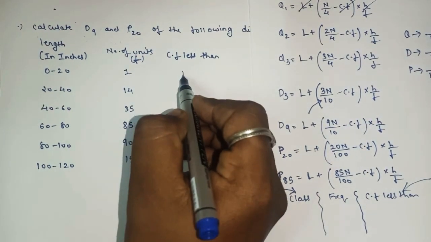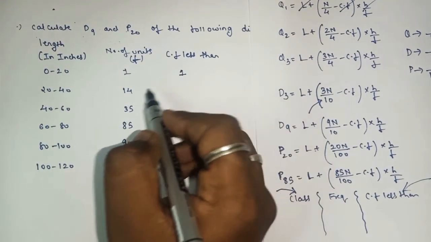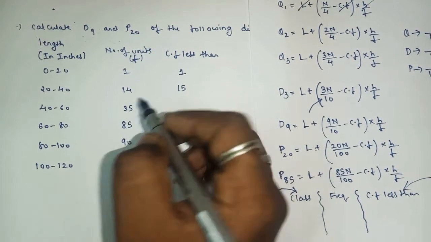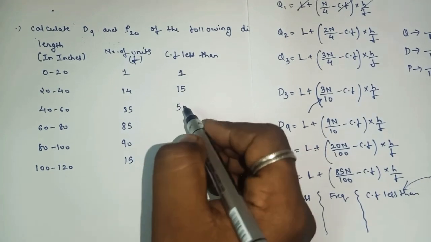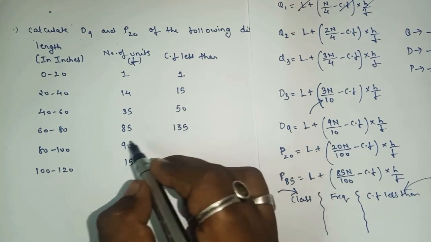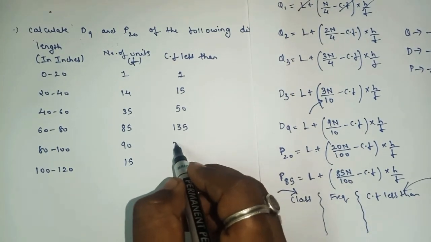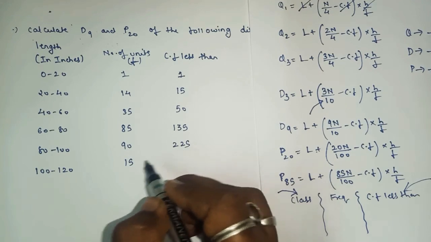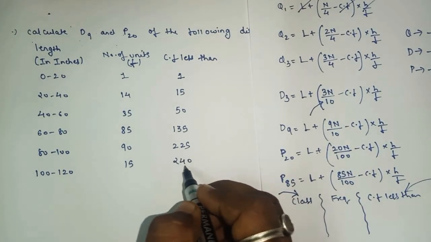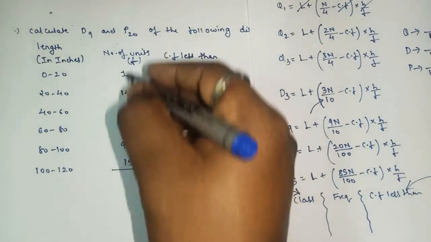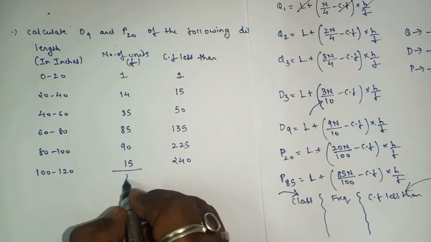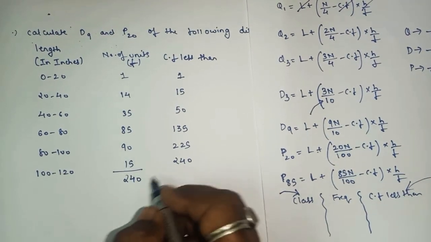First we'll write 1 as it is, then go on adding: 1 plus 14 is 15, 15 plus 35 is 50, 50 plus 85 is 135, 135 plus 90 is 225, and 225 plus 15 is 240. So if here we are getting 240, of course when you add the second column, that is frequency, the answer will be the same only, yes or no?